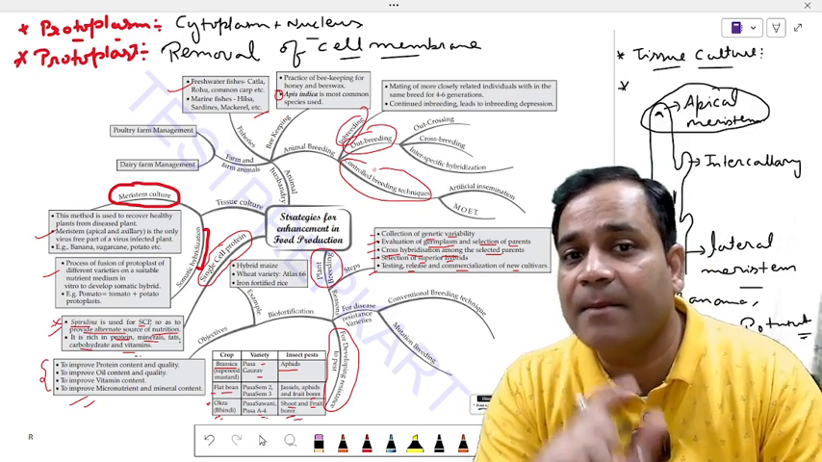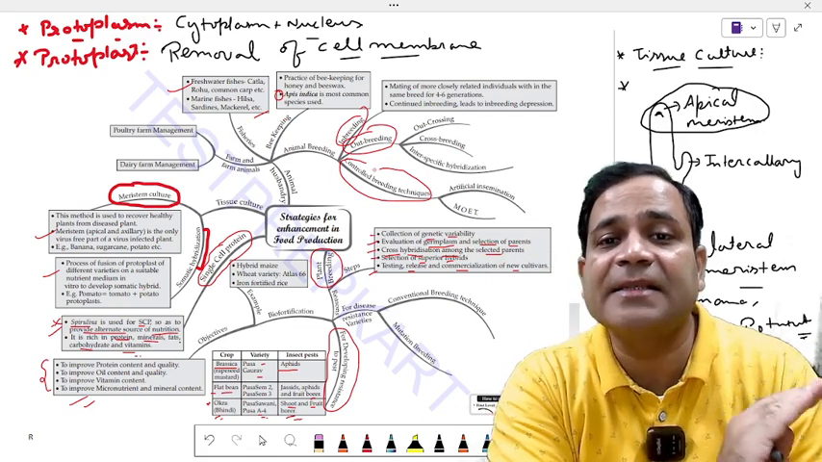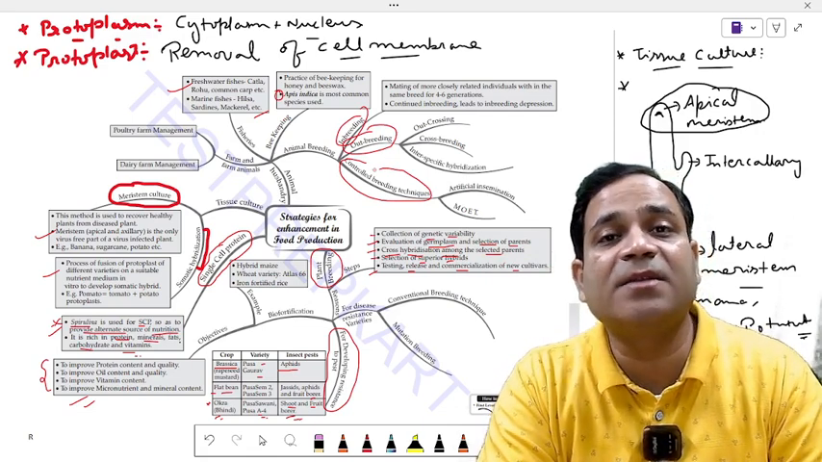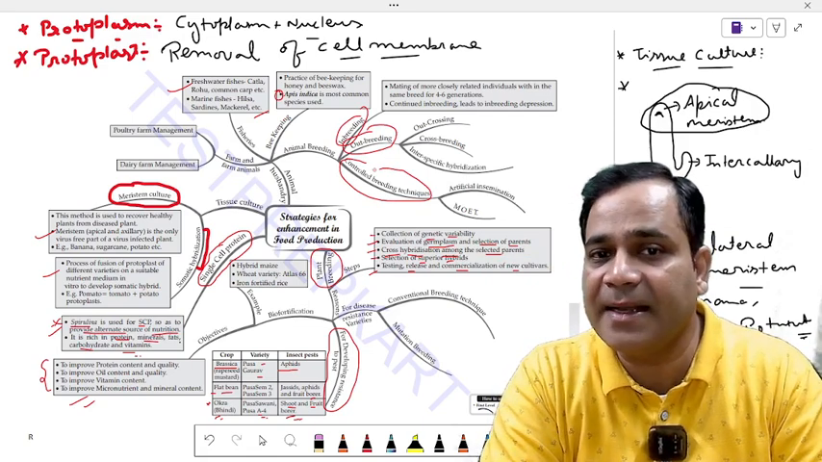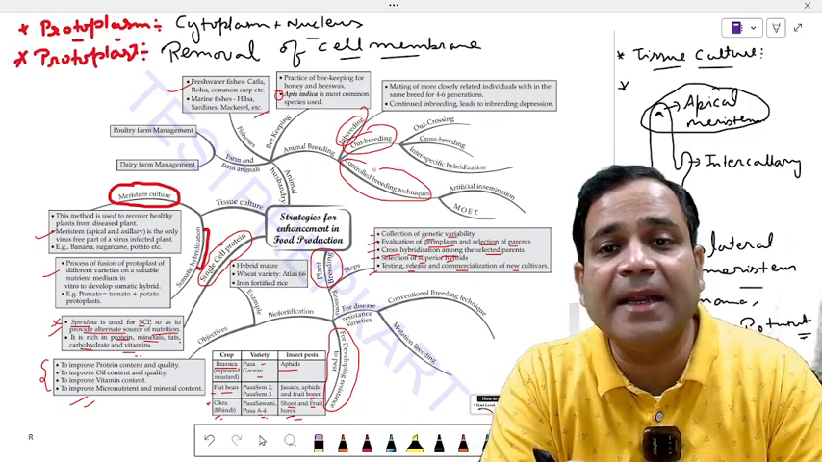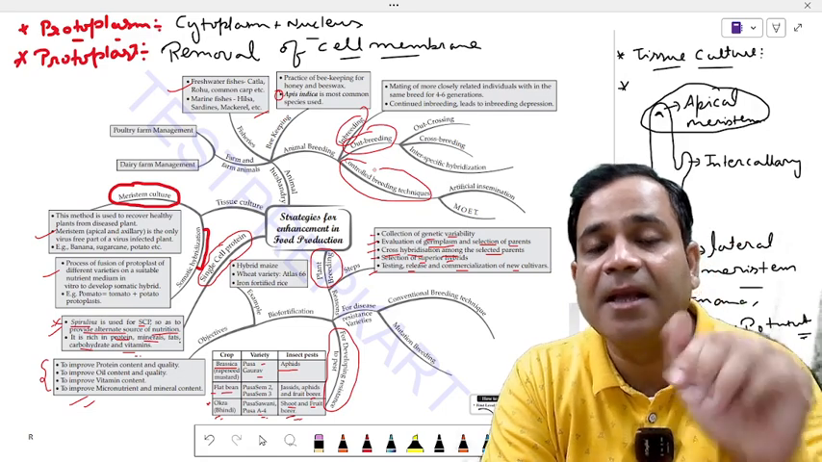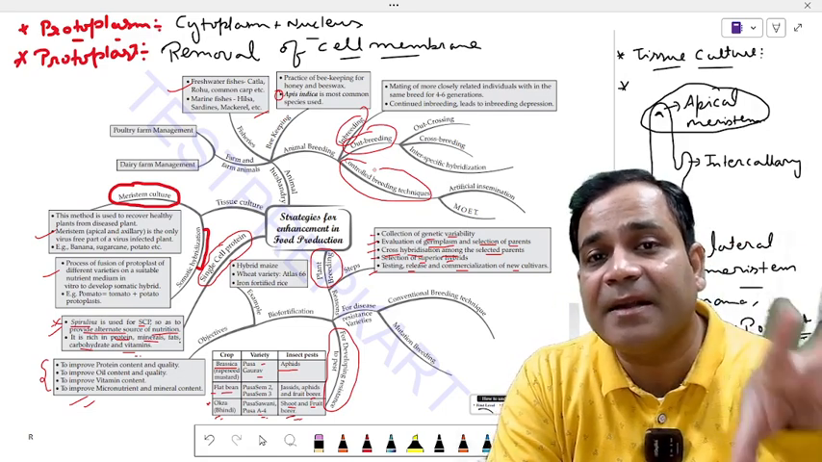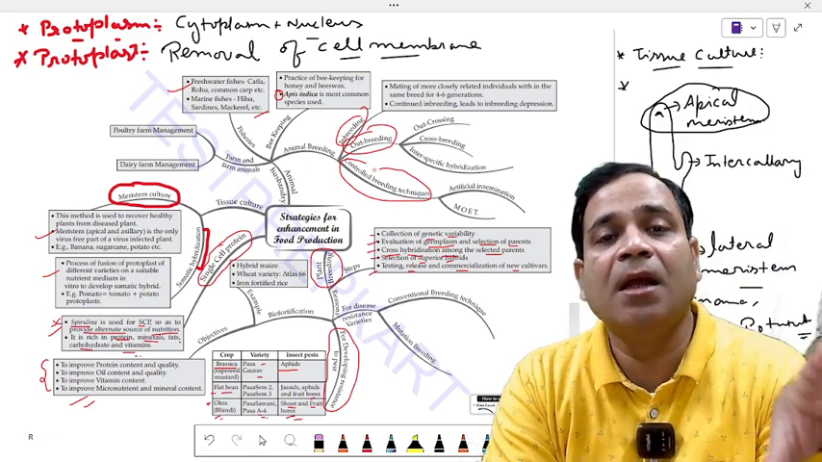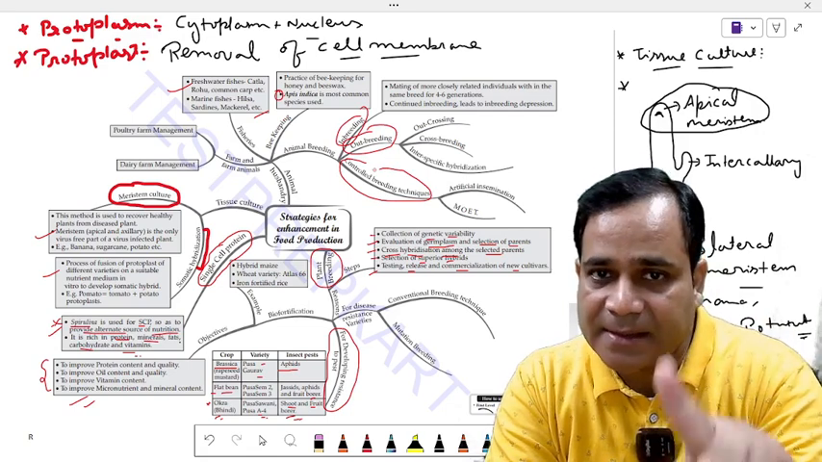Getting it? So see, mating of more closely related individuals within the same breed for 4 to 6 generations, my dear, is known as interbreeding. And this continued interbreeding leads to inbreeding depression. If I'm saying inbreeding depression, it means that the quality of those animals is reduced, my dear.